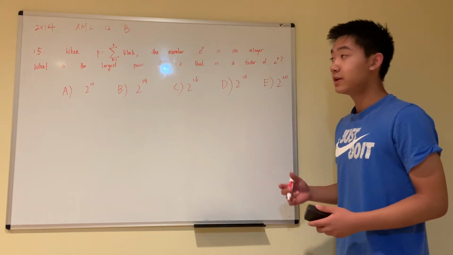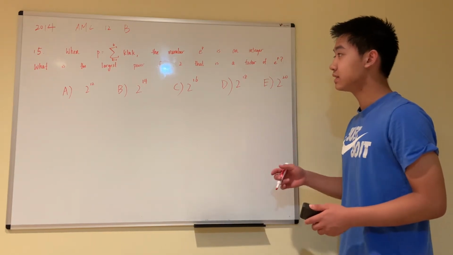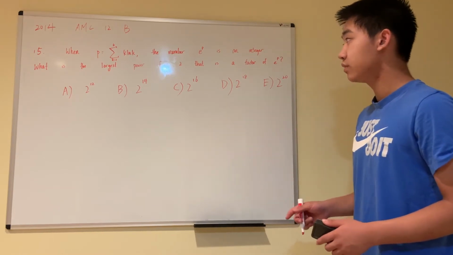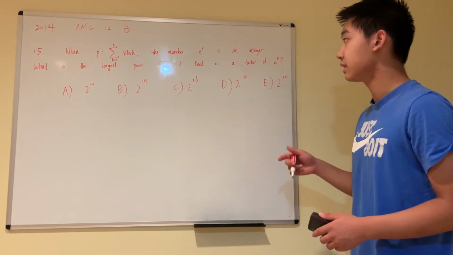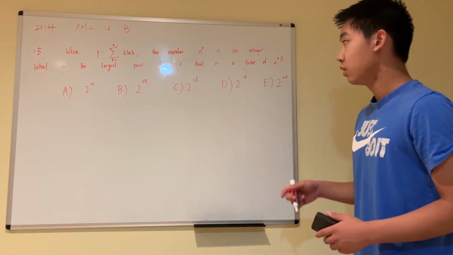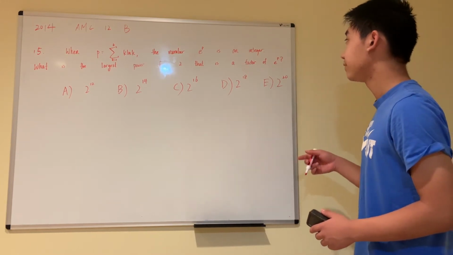Hey guys, in this video, I'm going to go over questions 15, 16, and 17 from the 2014 AMC12B. Number 15 reads: when p equals the sum of k ln k, from k equals 1 to 6, the number e to the p is an integer. What is the largest power of 2 that's a factor of e to the p?